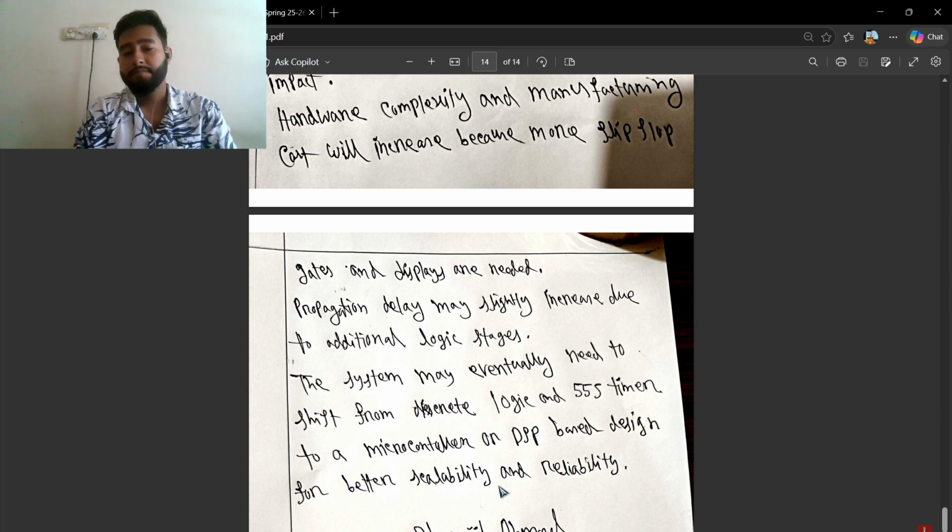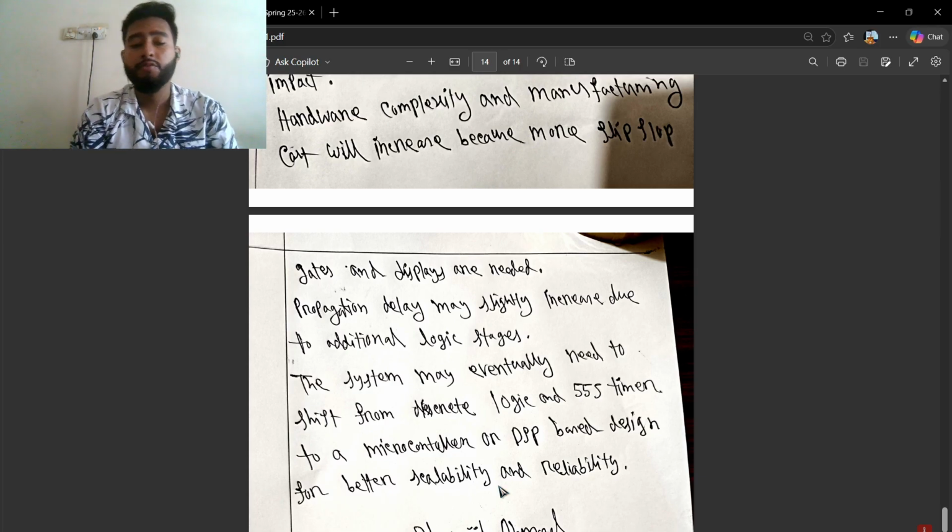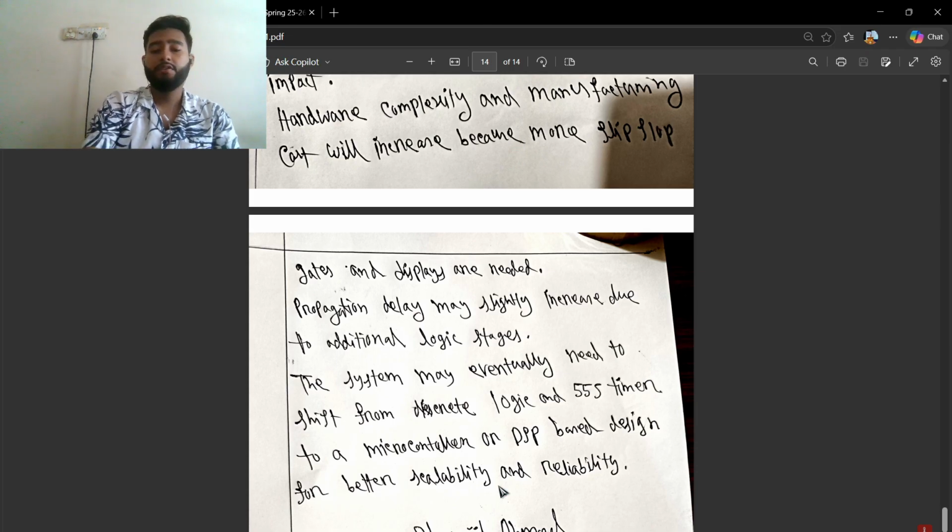The system eventually needs to shift from logic gates and a 555 timer to a microcontroller or DSP-based design. DSP means digital signal processing, and a microcontroller is a small programmable computer chip used to control electronic systems automatically. With a microcontroller we get more capacity, it handles more complex work, and needs less hardware complexity. So we can do this.